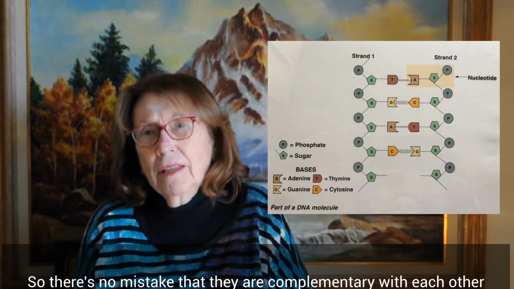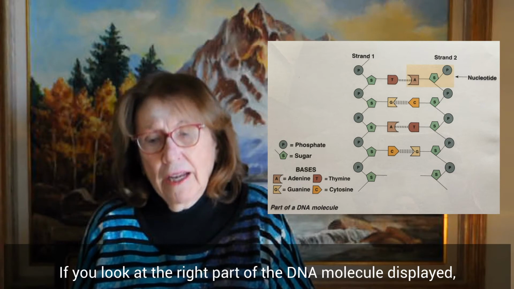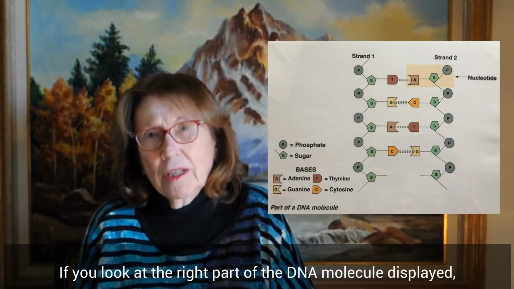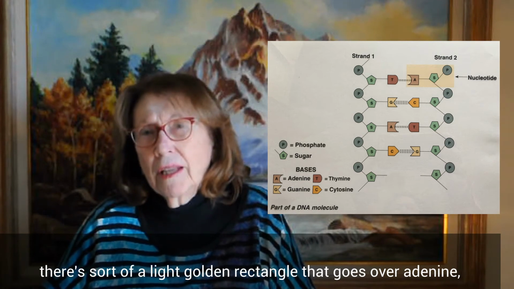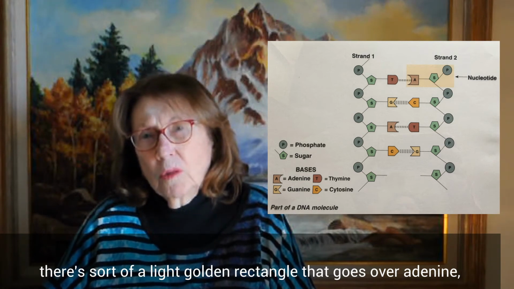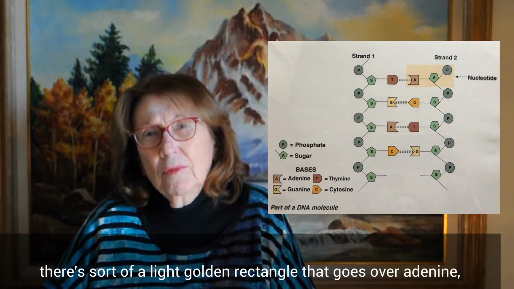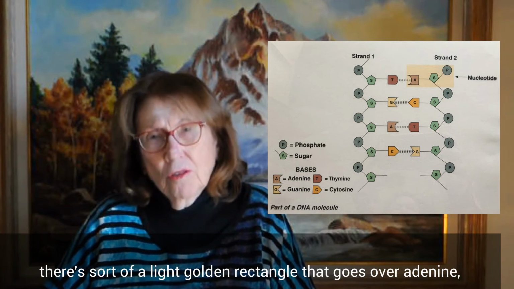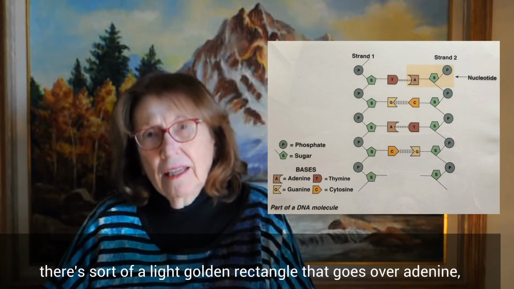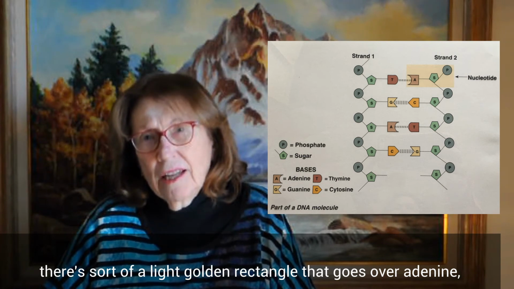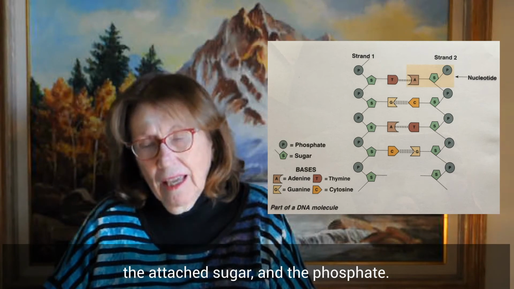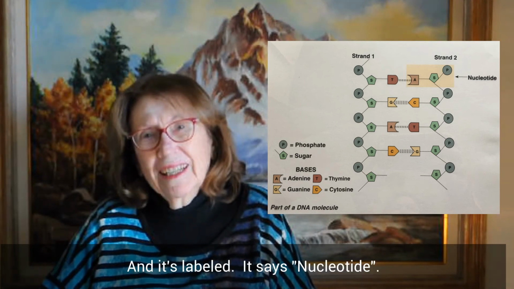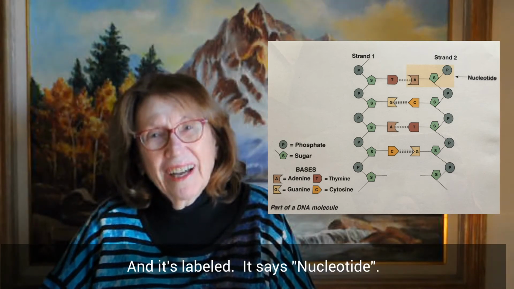If you look in the upper right part of the DNA molecule displayed, there's sort of a light golden rectangle that goes over adenine, the attached sugar, and the phosphate. And it's labeled. It says nucleotide.